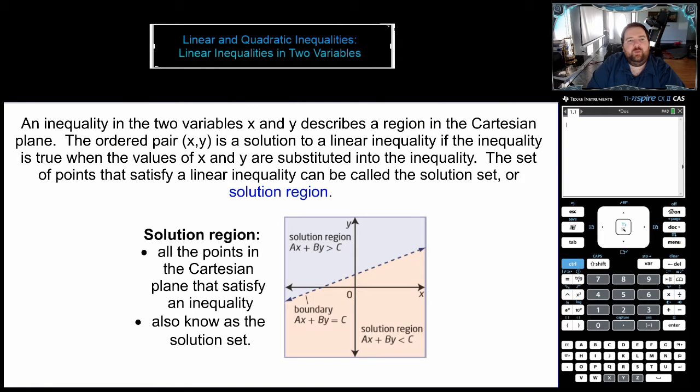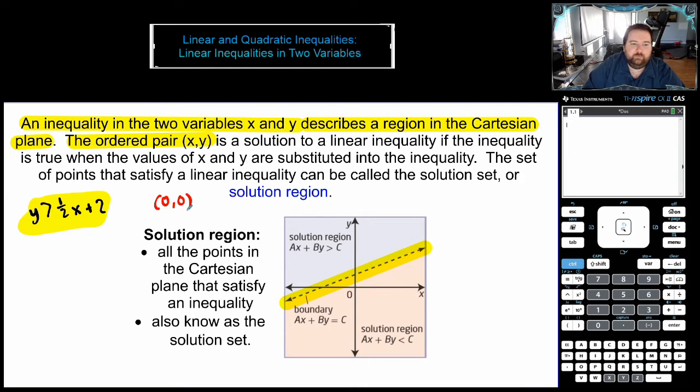Okay, so let's say that we have some inequality like y is greater than 1/2 x plus 2. That inequality has two variables, in this case the y and the x variable, and it actually describes a region on your Cartesian plane. Now let's pretend that this line represents the equation y equals 1/2 x plus 2. Let's make an ordered pair (x, y). The ordered pair that I'm going to choose is (0, 0), and I'm going to explain why I picked that point in a second.